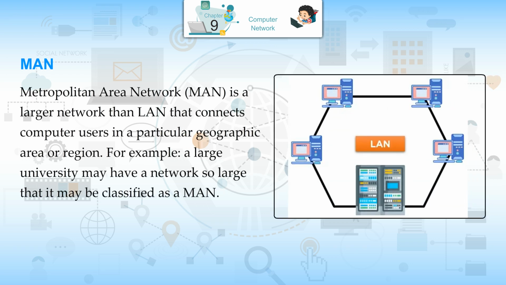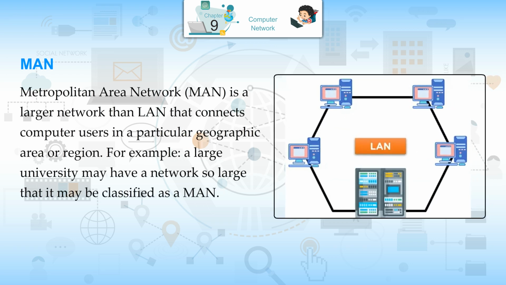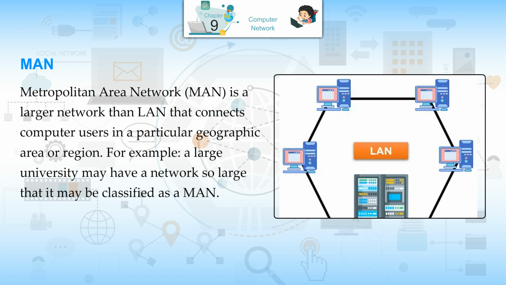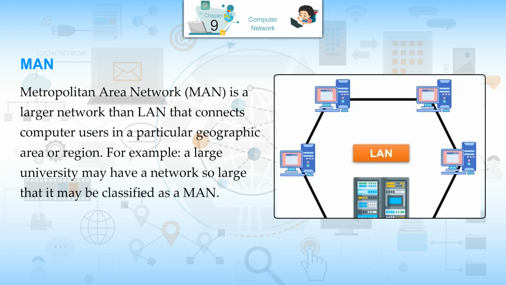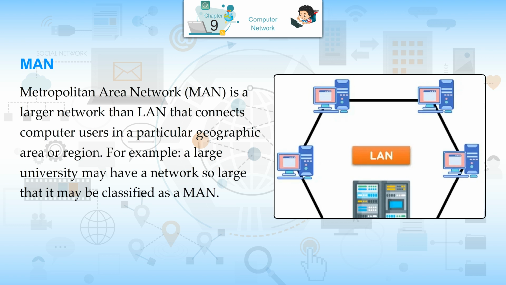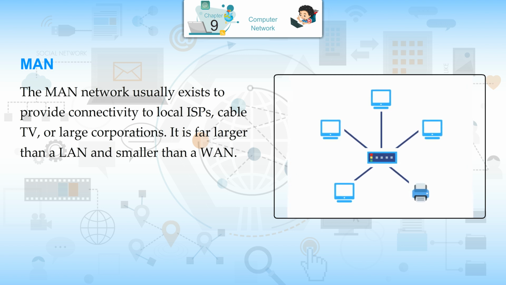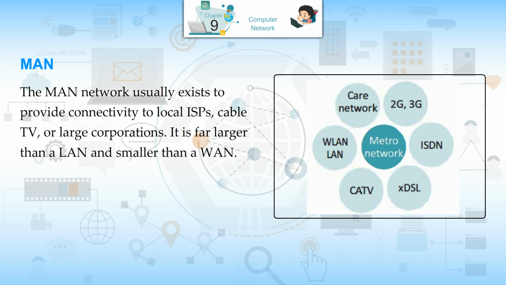MAN. Metropolitan Area Network, MAN, is a larger network than LAN that connects computer users in a particular geographic area or region. For example, a large university may have a network so large that it may be classified as a MAN. The MAN network usually exists to provide connectivity to local ISPs, cable TV, or large corporations. It is far larger than a LAN and is smaller than a WAN. Metro network, core network, 2G, 3G, ISDN, xDSL, CATV, WLAN, LAN.